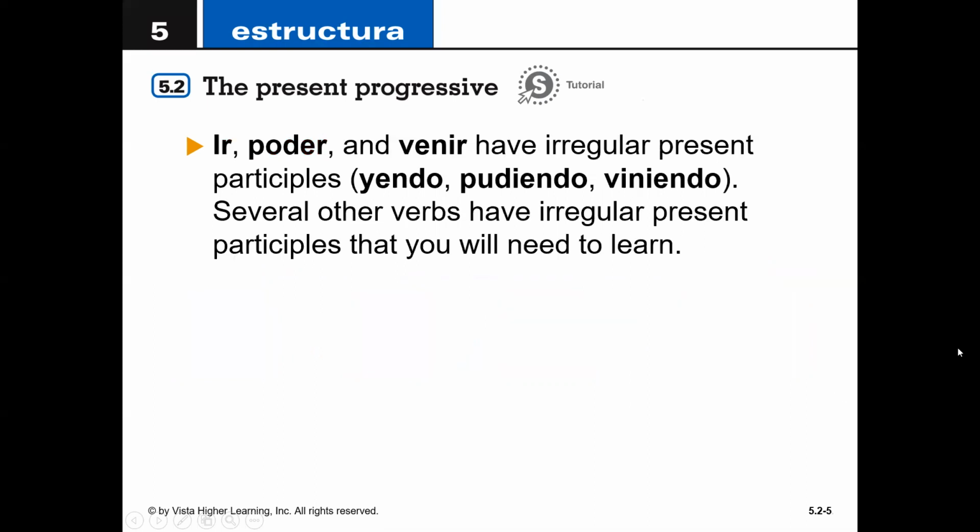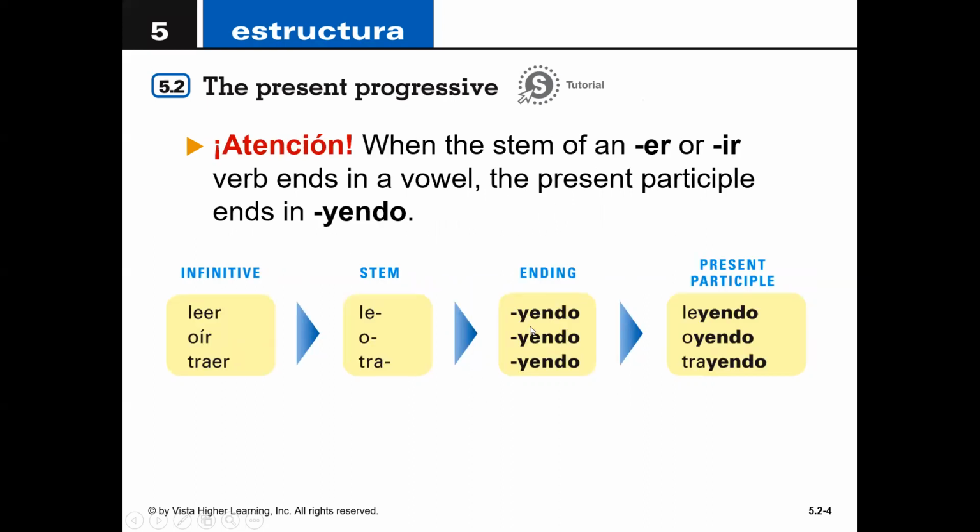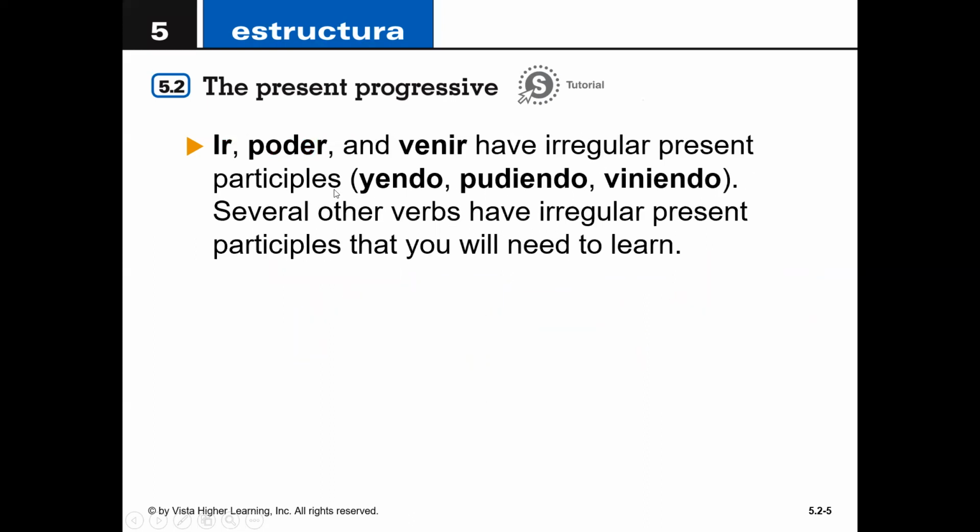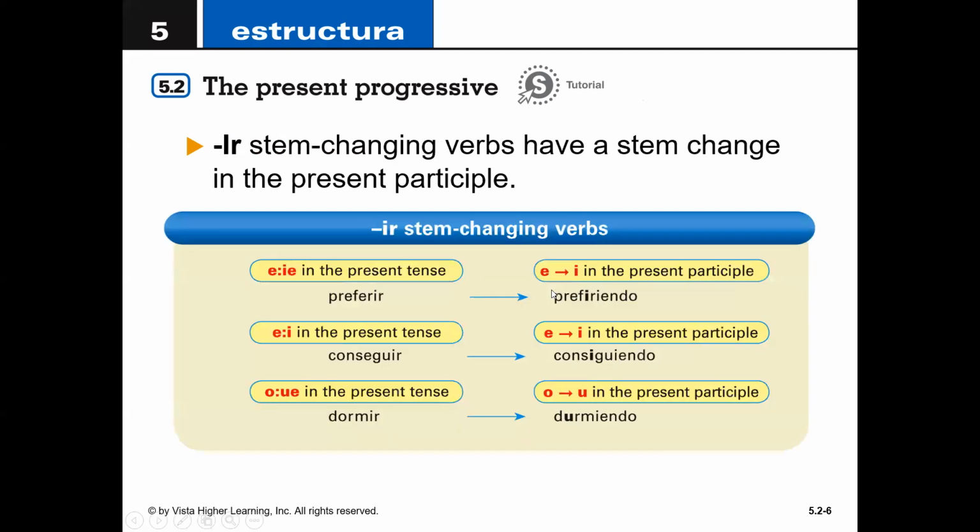And the only three irregular present participles in all of the verbs are ir, poder, and venir. So ir gives you yendo, kind of like what we saw over here, right? Poder gives you pudiendo, so the O turns into a U, and venir turns into viniendo. The E turns into an I. I'm sorry, they're not the only three. There are other ones that have irregulars, but that's because they're stem change verbs. Sorry about the confusion there. Ir, poder, and venir have irregular present participles.